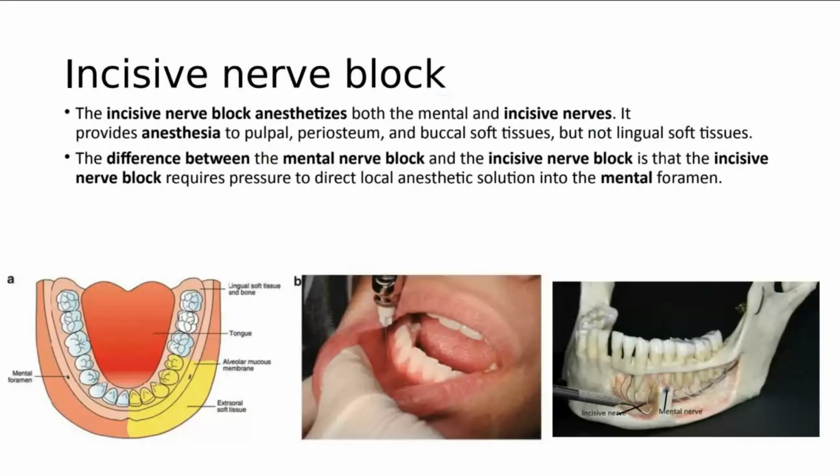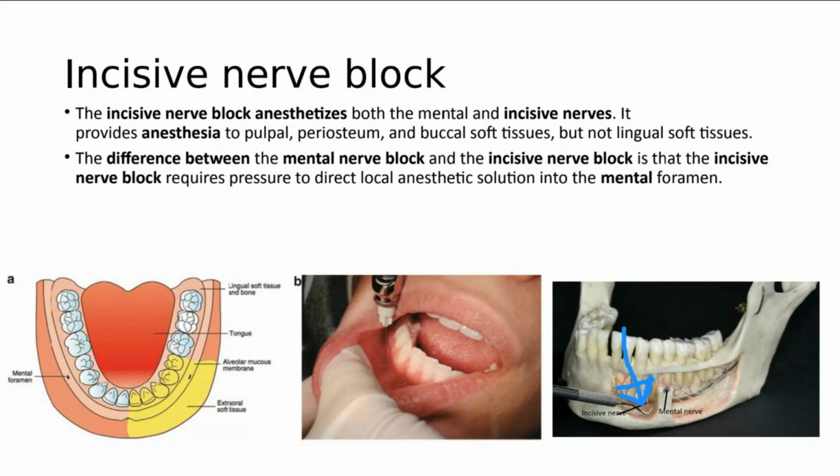Incisive nerve. This is very close to what we just talked about, but the difference is you're trying to get the anesthesia within the mental foramen to enter through, or to go to the mandibular canal, and it will end up working on this, which is the incisive nerve. Okay, this is another way.